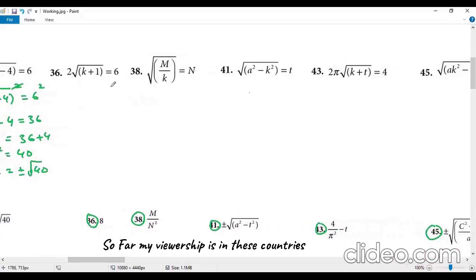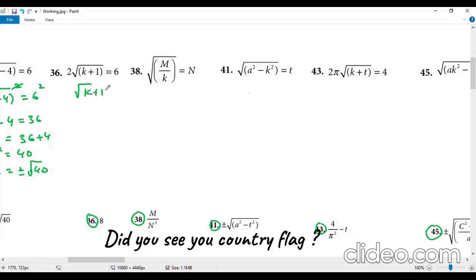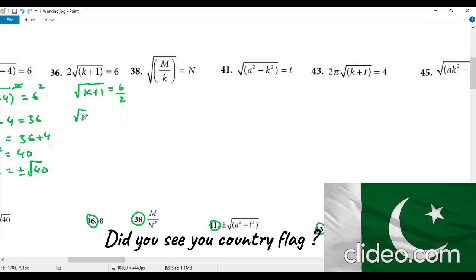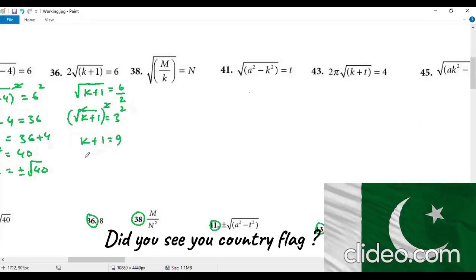When it comes to a question like this, 2 is multiplying with the radical sign. So the easiest way is to make something like this, equals 6 divided by 2, because 2 is multiplying, so on the other side it will come and divide 6. So you will have under root k plus 1 equals 3. Now we are going to square both the sides, and the square will cancel the root, and k plus 1 equals 9. That means k equals 8.